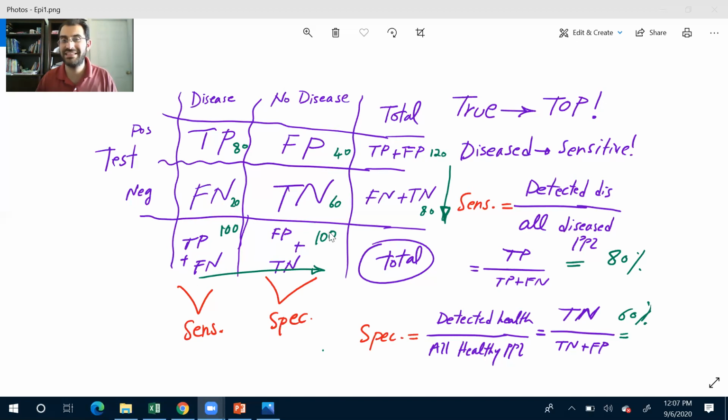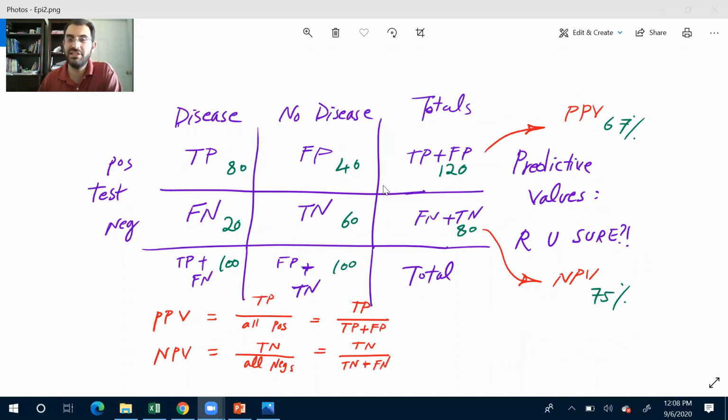Everybody's okay with sense and spec? Because I want to go for positive predictive value and negative predictive value. Everybody's okay with this part? Because I am done with this part. Sense and spec, easy breezy, ready for the next part, ladies and gentlemen.